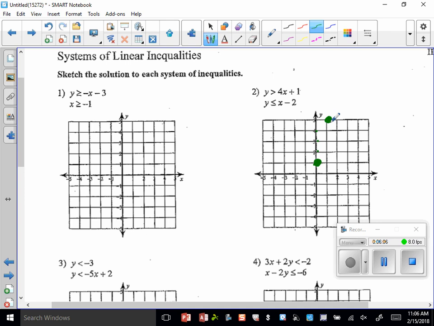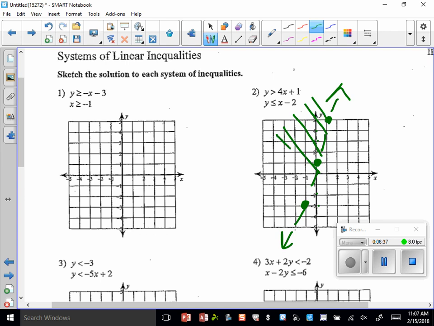Now, guys, when you go up 4 over 1, I would also do down 4 and then to the left 1, so you can at least have 3 points. Okay? So when you graph this first line, can someone tell me if I should do a dashed line or a solid line? Dash. Very good. Okay? So this is a dashed line. And then it says greater than, so I'm going to shade above.